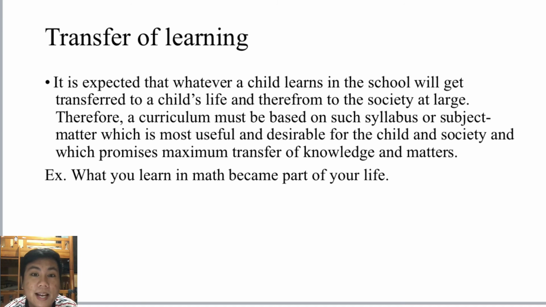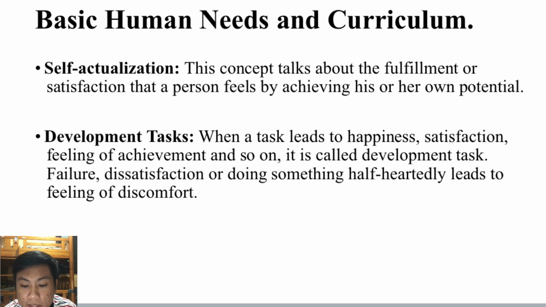The last bullet is the basic human needs and curriculum. There are two. First is self-actualization. This concept talks about the fulfillment or satisfaction that a person feels by achieving his or her own potential. The next one is development task. When a task leads to happiness, satisfaction, or a feeling of achievement, it is called a development task. So if we feel that we've done our part, we are very happy and we have that positive vibe, that is a development task.